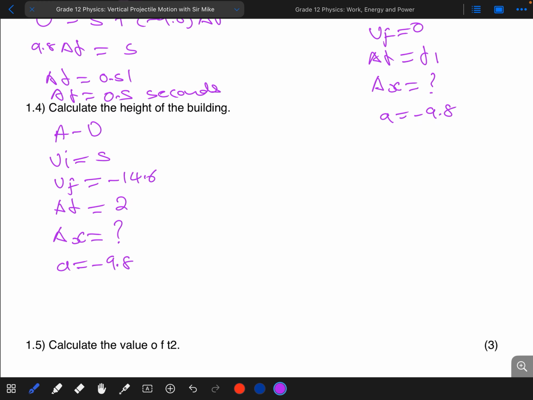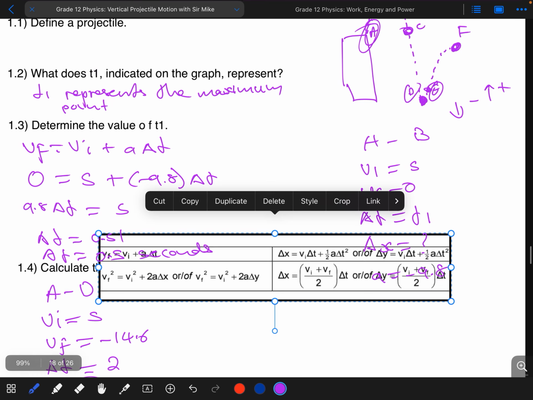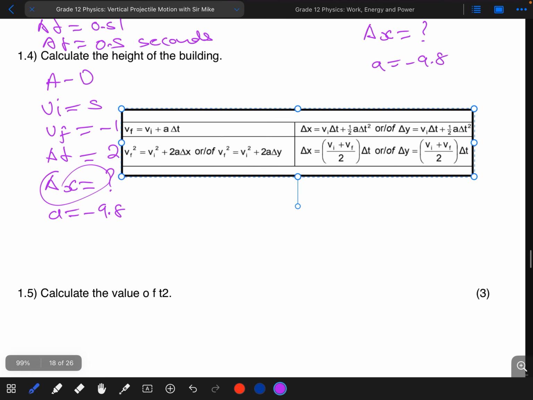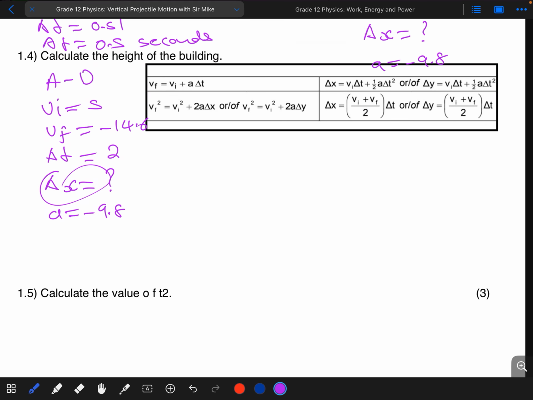Now remember that we're looking for displacement, so any equation that we choose must have displacement. We can't choose the first one, because it doesn't have displacement. But we can choose the second one, because it has displacement, we have final velocity, and so on. And we can also choose this one. I think I'm going to choose this one, because we already have displacement isolated.